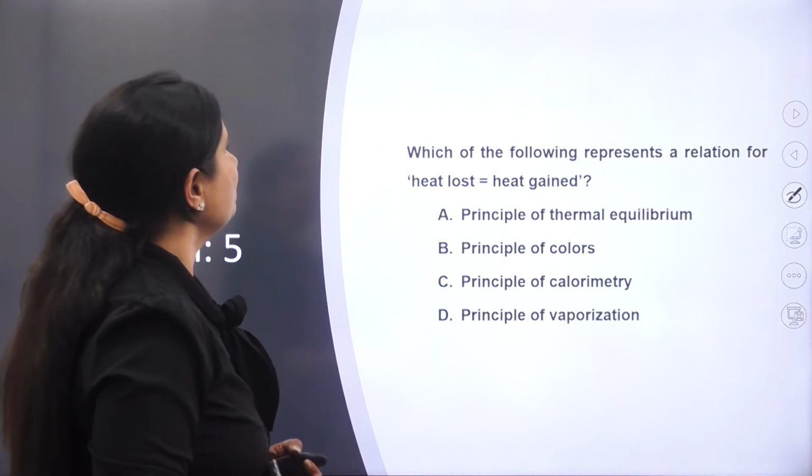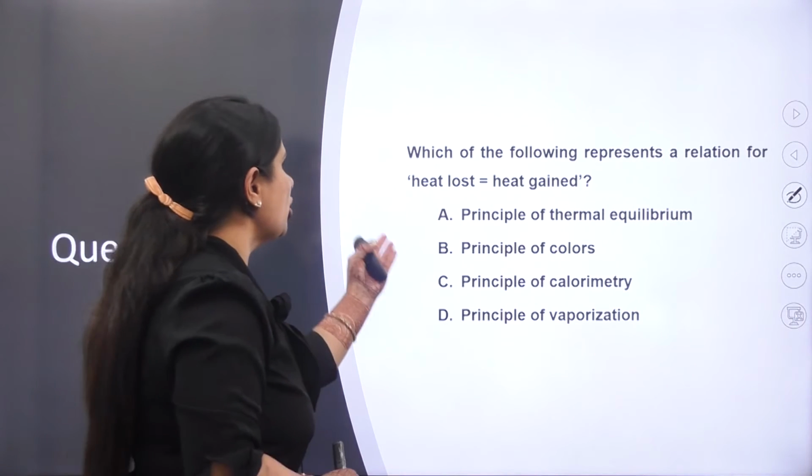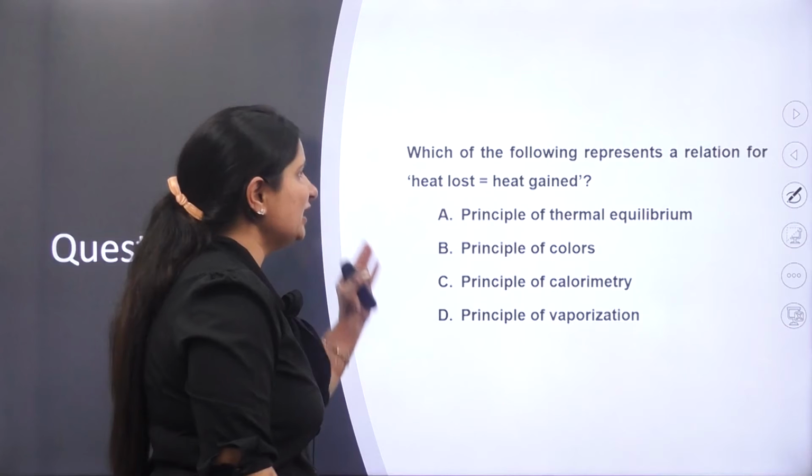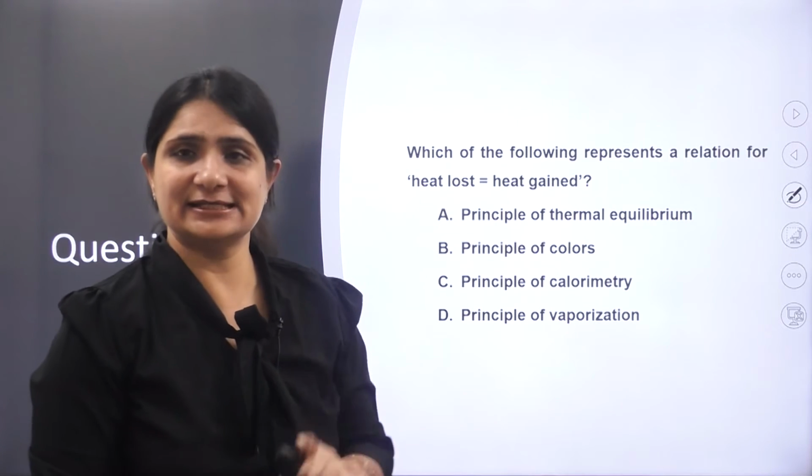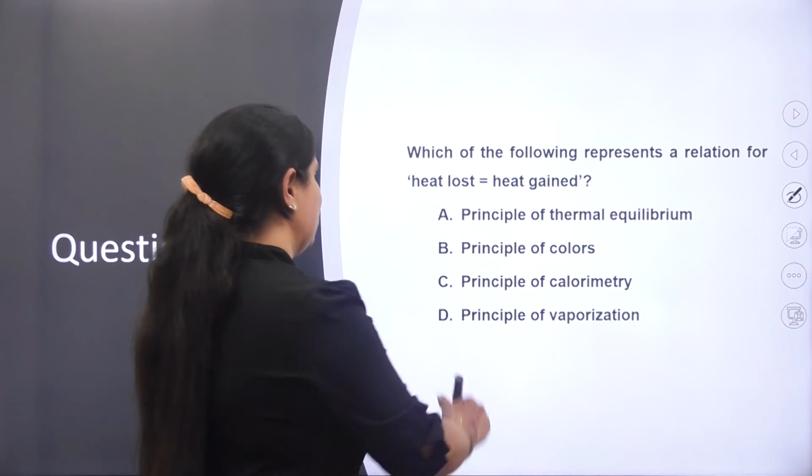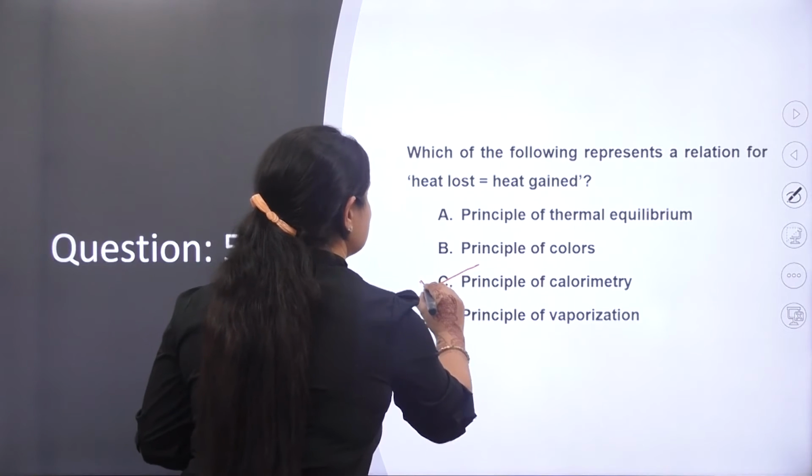So question number 5. Which of the following represents a relation for heat lost is equal to heat gained? So heat lost is equal to heat gained is basically the principle of calorimetry. Option C is the right answer.